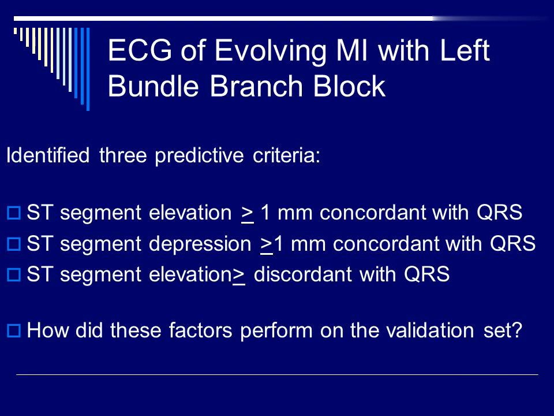ECG of evolving MI with left bundle branch block. Identified three predictive criteria. ST segment elevation greater than 1 mm concordant with QRS. ST segment depression greater than 1 mm concordant with QRS. ST segment elevation discordant with QRS. How did these factors perform on the validation set?